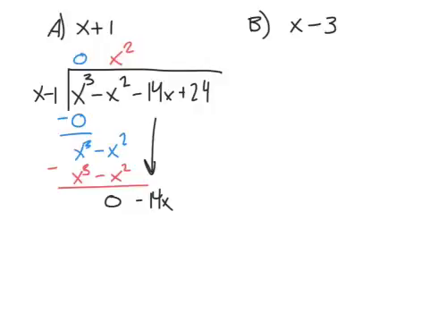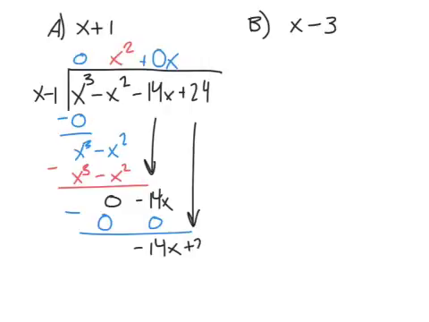What linear term can I multiply by x to get a 0x squared? Well, that's got to be a 0x. So plus 0x. 0x times x is 0x squared. And 0x times negative 1 is 0. I'll subtract down negative 14x minus negative 0. So negative 14x minus 0 is going to be negative 14x. Bring down my 24 and see what I get here.